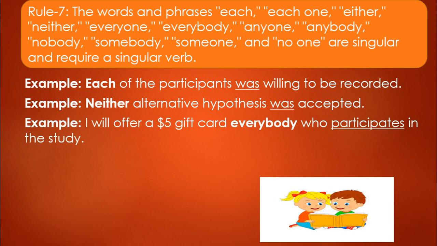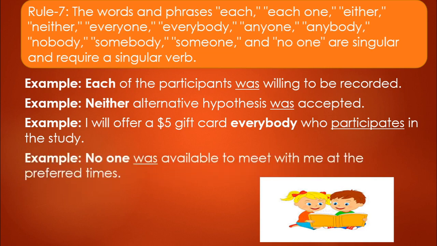I will offer a $5 gift card to everybody who participates in the study. So here everybody is considered as singular in number, so that we have used a singular verb here. We have used participates here. No one was available to meet with me at the preferred times. So here no one is also considered as singular in number, so that we have used a singular verb was here.